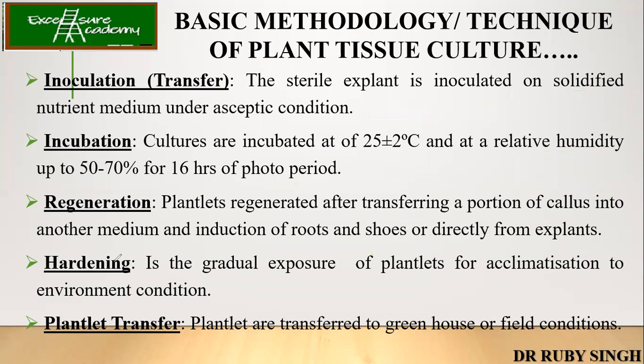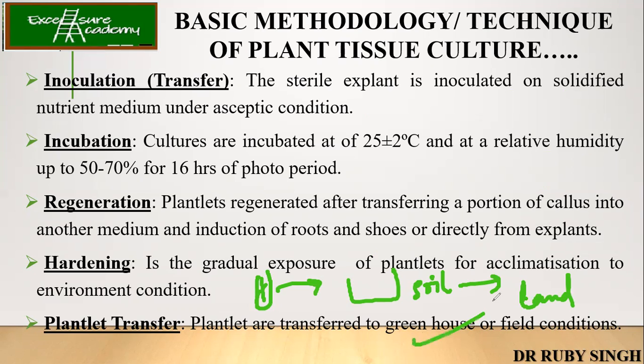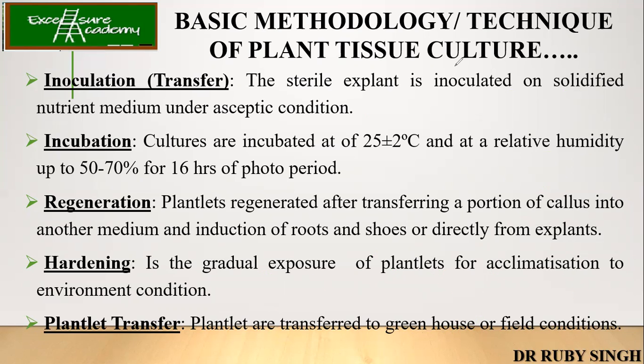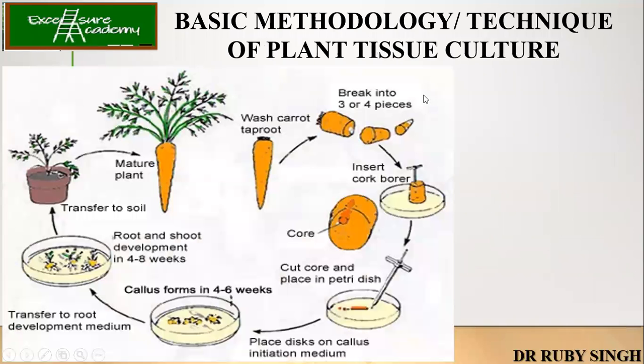Then hardening. It is the gradual exposure of plantlets for acclimatization to the environmental conditions. Once you have got the small plantlet in the test tube or bottle, you put it into a pot having soil, and then you transfer it to the land or into the greenhouse chamber. Then the plantlets are transferred to the greenhouse or field conditions. Depending on the condition of the plantlets, the hardening and plantlet transfer is done. This is all very interesting actually once you do it for yourself.